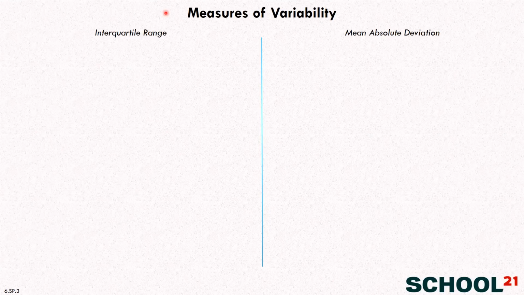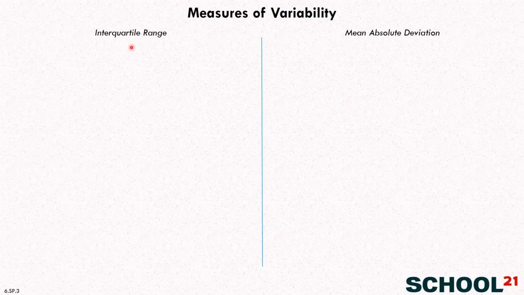Okay, now we're going to talk about measures of variability, how much data are varying from one another, which is one of the most important concepts in statistics and math. We're going to look at two things: interquartile range and mean absolute deviation. These might sound like big vocabulary words, but they represent something that's pretty simple.